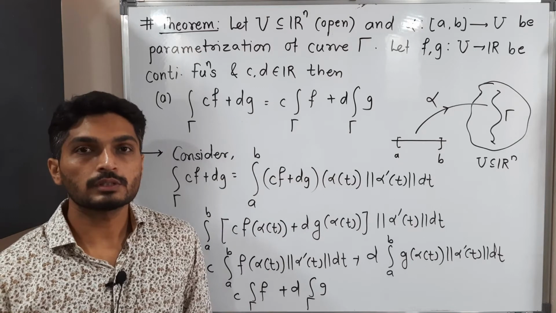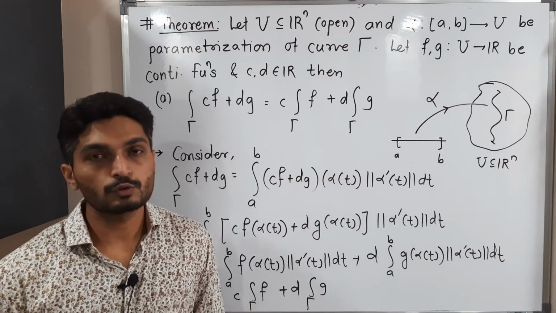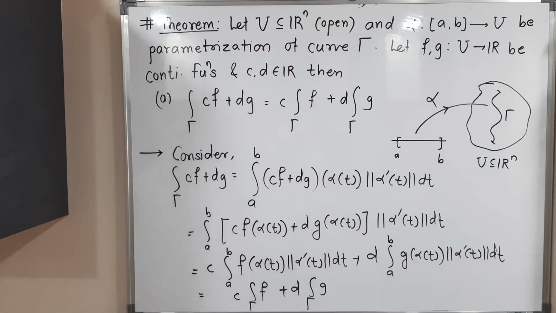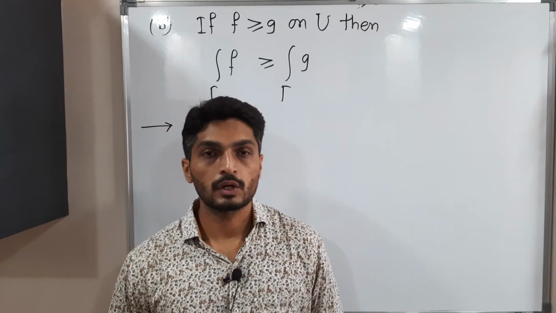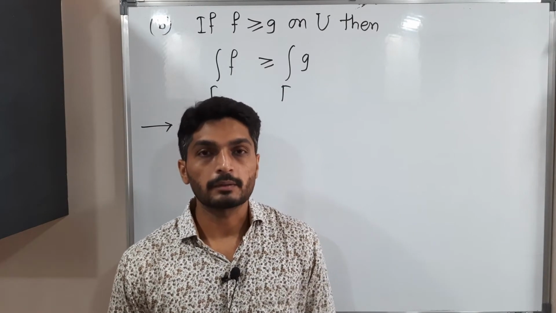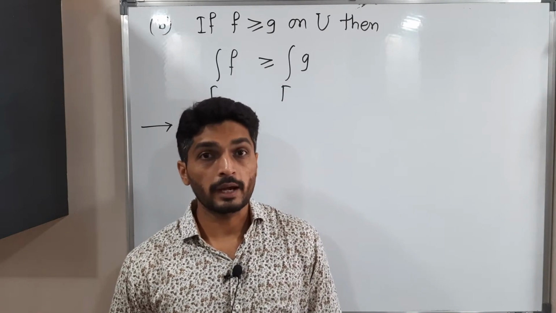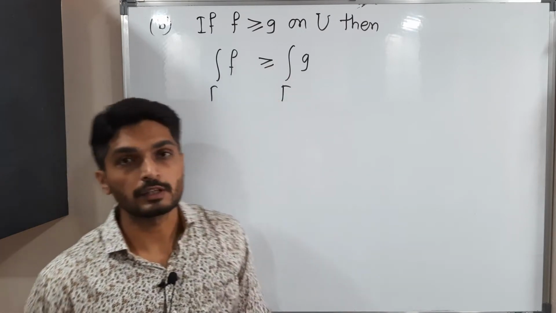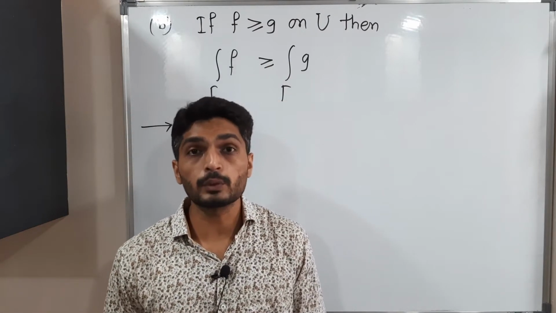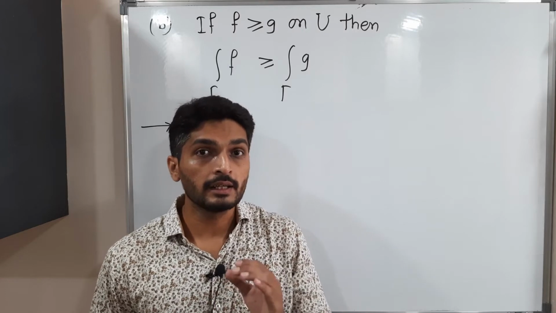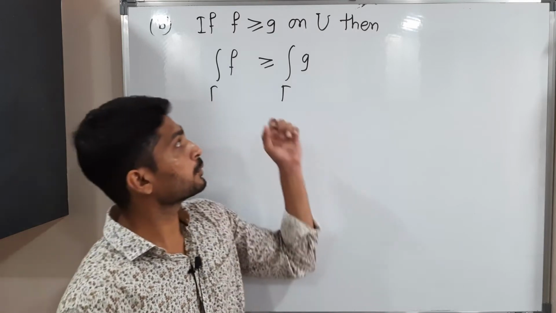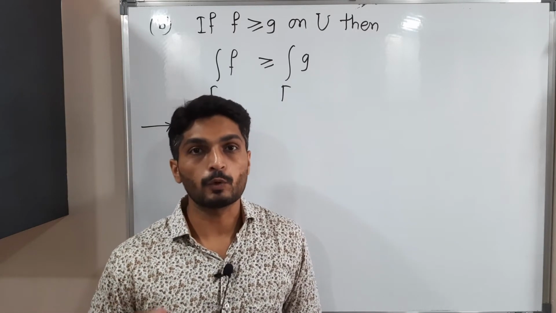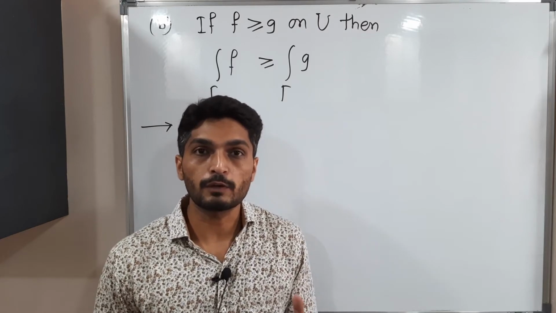See, two more results are there, so make a screenshot of it. After that we will go further. So this is the second part. In this part, we have a relation between f and g. F is greater than or equal to g, and we have to prove that the same relation is maintained in their integrals also. So we have to prove this one: integration of f over gamma is greater than or equal to integration of g over gamma.